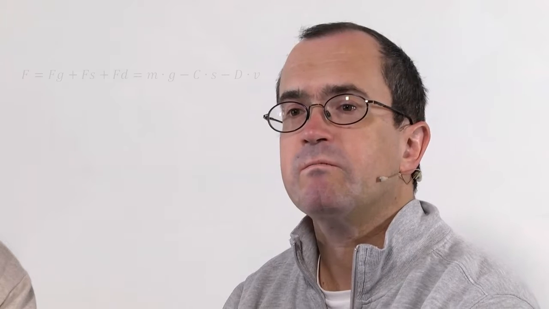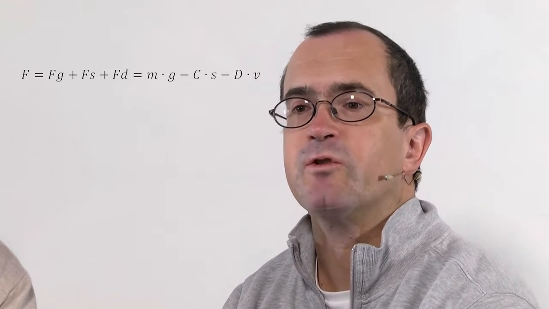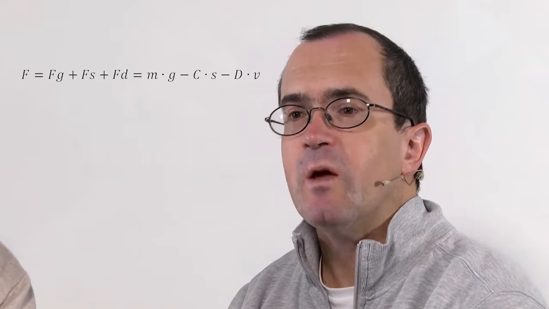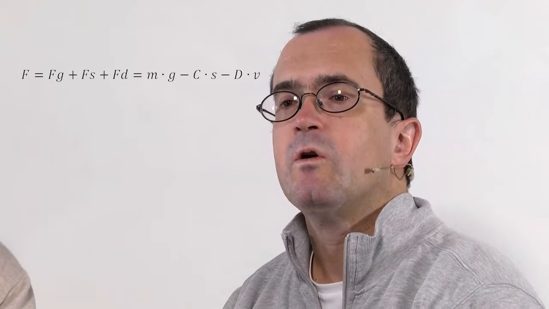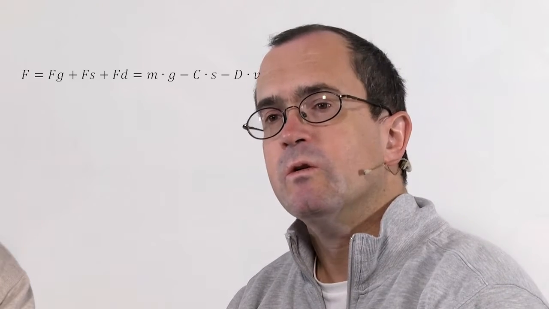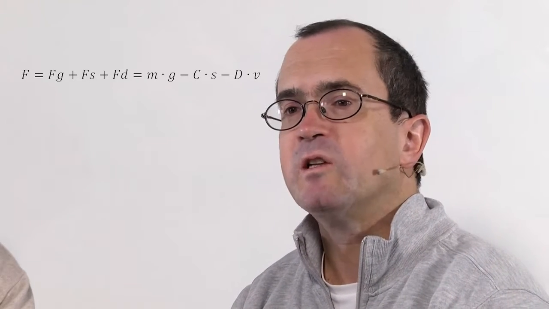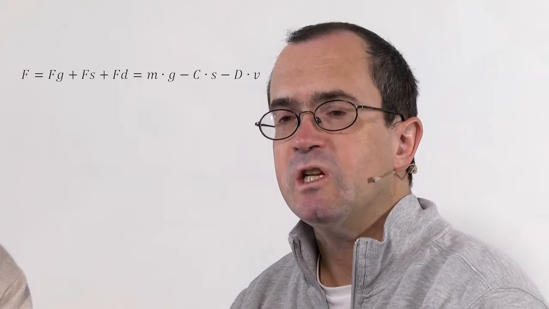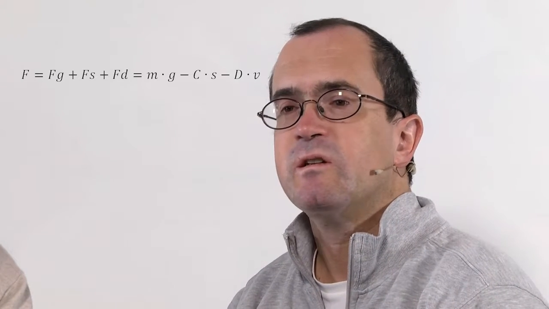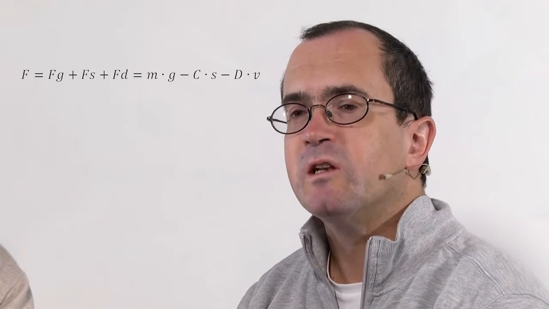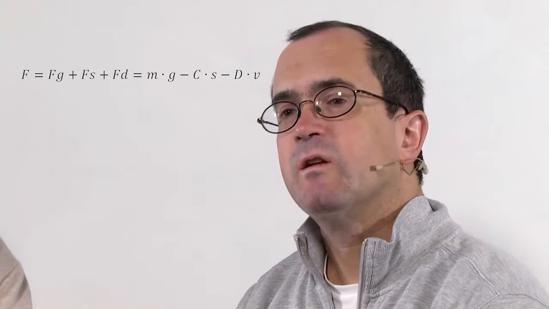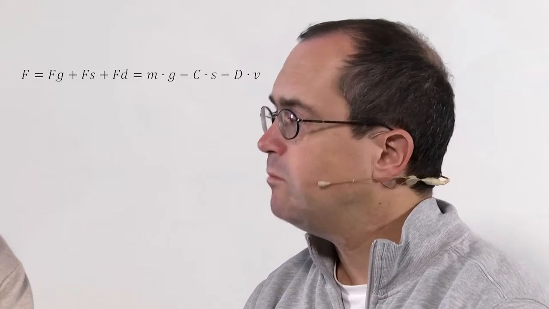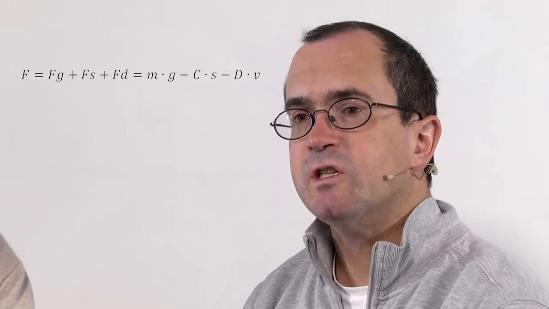Now we've got a total force on the mass. This force is the sum of the gravity force, the damping force, and the spring force, which equals the mass m multiplied by the gravity constant g, minus the spring constant c multiplied by the position s, minus the damping constant d multiplied by the body's velocity v.